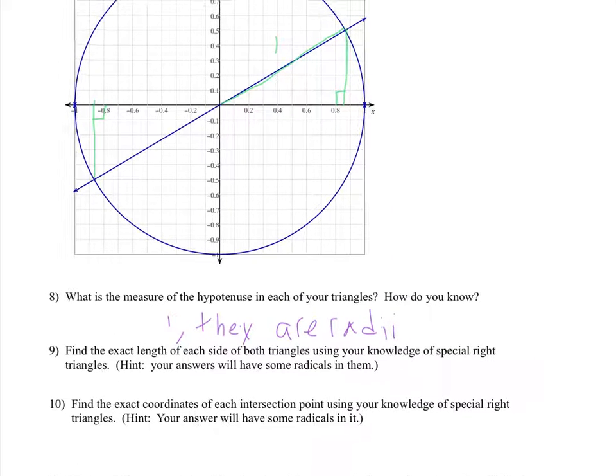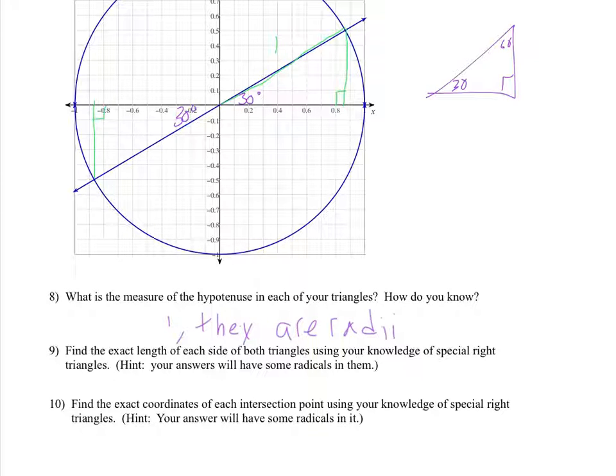Find the exact length of each side using knowledge of special right triangles. Hint, your answers will have some radicals in them. One of the things that we saw above is that this was a 30-degree angle, which means that this is going to be a 30-degree angle as well. In a 30-60 right triangle, we have the relationship.